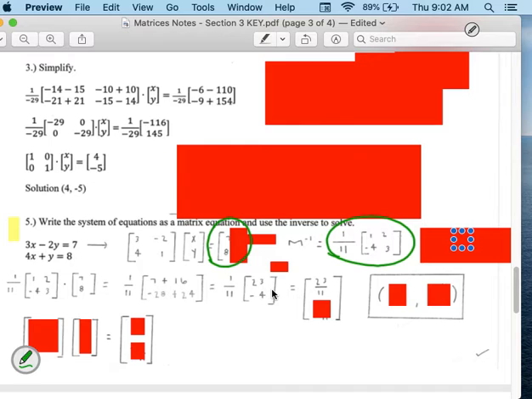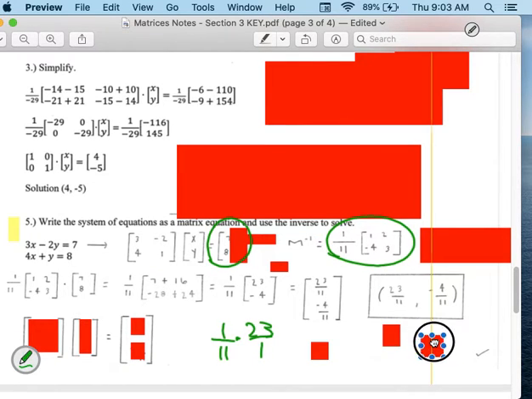Now think about that though. Do we have to have our calculator to do that? No. It's 1/11 times 23/1. 1 times 23 is 23. 11 times 1 is 11. We just don't want to round it to a crazy decimal of 2.090909. Same thing, 1/11 times -4. 1 times -4 divided by 11 times 1, it's going to stay -4/11. And that ends up being your ordered pair solution.